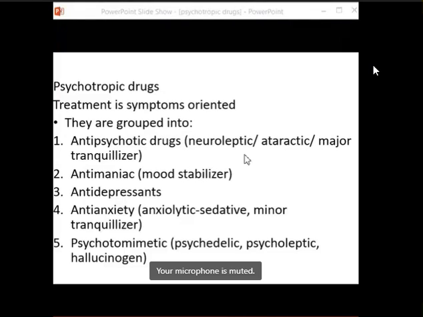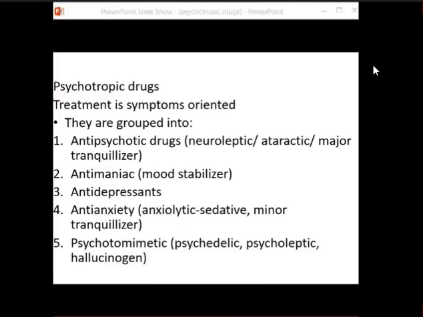and thus treat the symptoms of the different psychiatric illnesses. So psychotropic drugs are grouped according to the treatment for the different psychiatric illnesses, like for example antipsychotic drugs, which are mainly used for schizophrenia. They are also known as neuroleptic drugs, ataractic drugs, or major tranquilizers. So neuroleptic, ataractic, or tranquilizer, they all have the same meaning, like they mainly decrease stress, or they cause calmness.